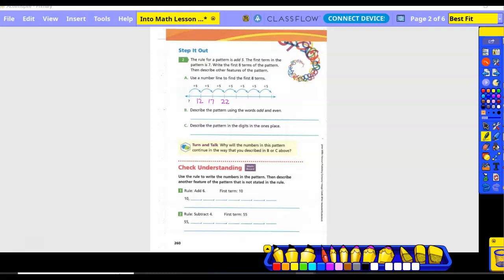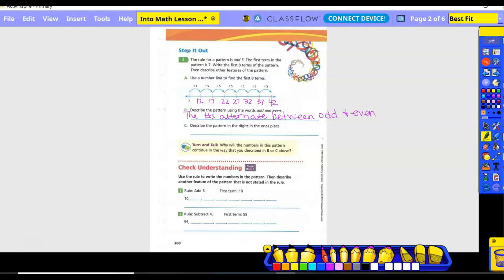22 plus 5 is 27, right? 27 plus 5 is 32 plus 5 is 37 plus 5. Okay, so describe the pattern using the words odd and even. So what do the numbers alternate between? What did we start with? An odd or an even? An odd. So they alternate between odd and even.